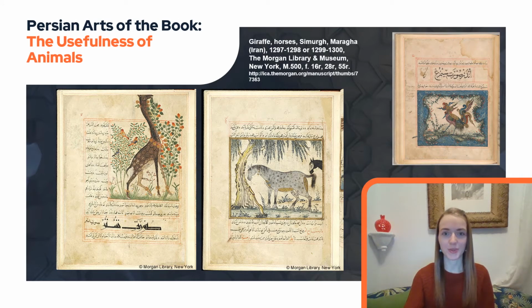Let us start with the Usefulness of Animals from the late 13th century, in the popular tradition of painting animals. It is like a European medieval bestiary, discussing the characteristics of each animal and its habits, and how different parts of it can be used to cure illnesses.